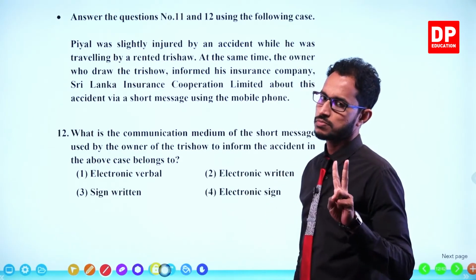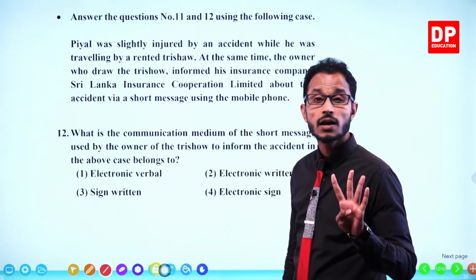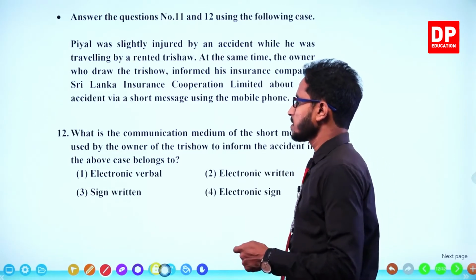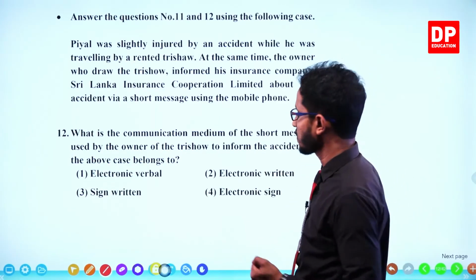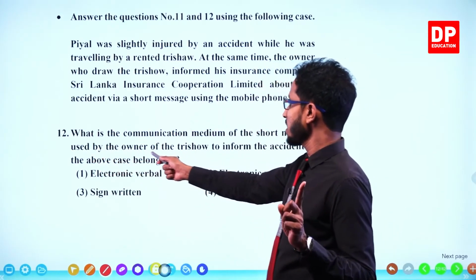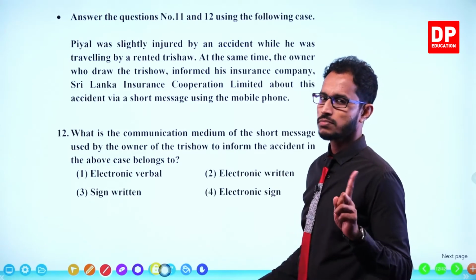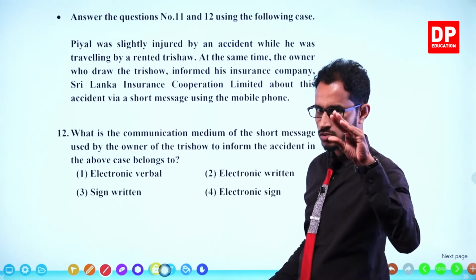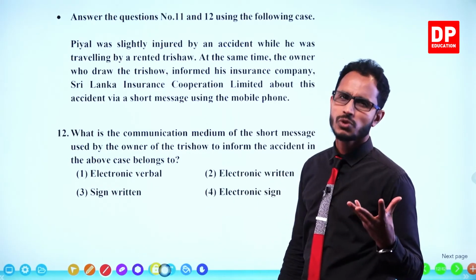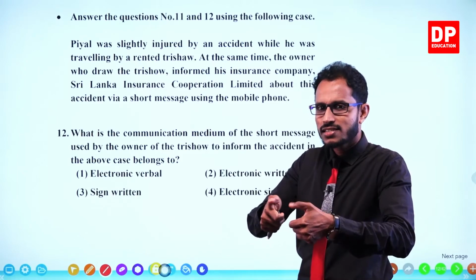Now there are 4 mediums of communication: verbal, written, electronic, signals and signs and symbols. So what is the communication medium of the short message, SMS, which was used by the owner to inform the accident? Verbal? No, he didn't talk. Verbal means talking. Electronic, written. He used a phone, so it's electronic. Written, yeah, he typed a message. Letters means written.